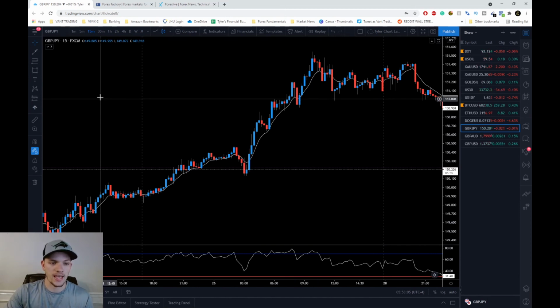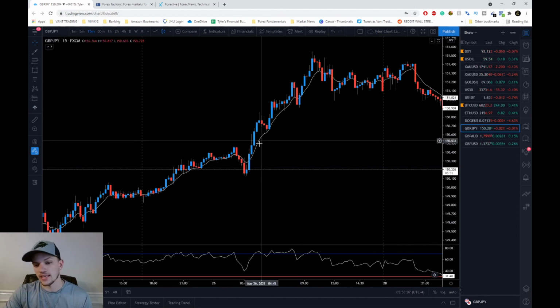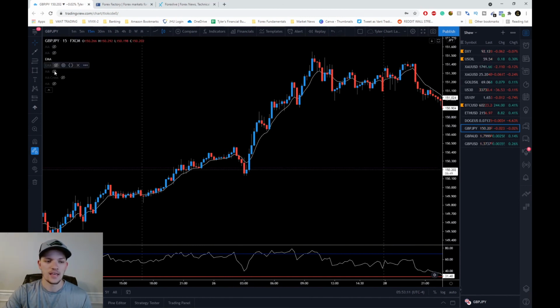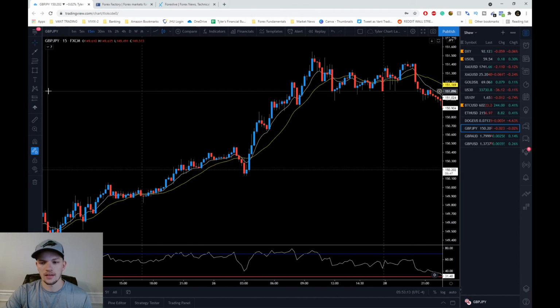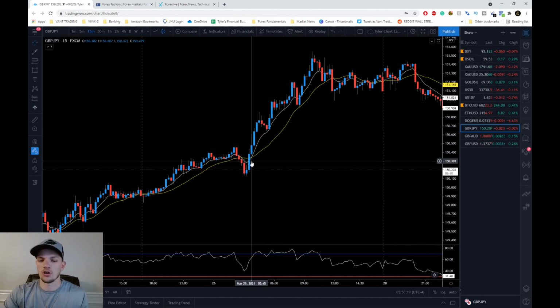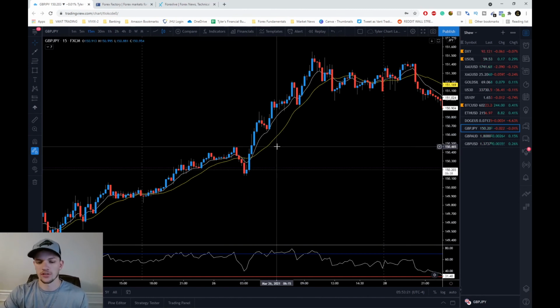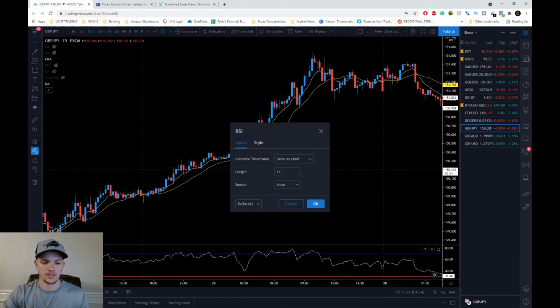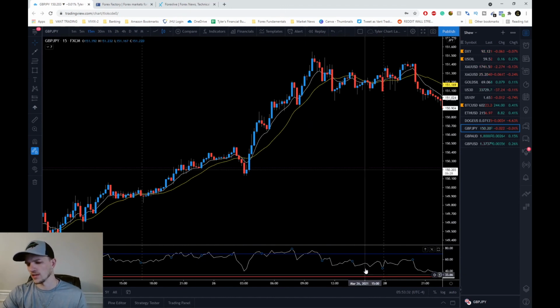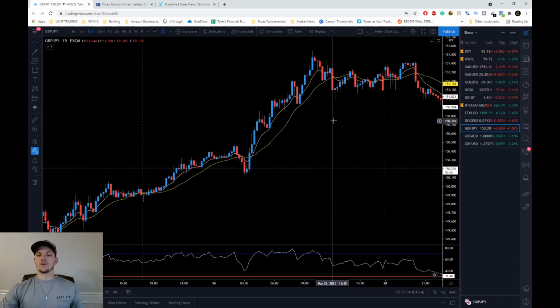So just to recap, I had the 8 exponential moving average on the screen, and I had the 18 simple moving average on the screen. And that's the crossover I would use for the divergences, and my RSI settings are just at the standard default 14, with the 70 level of overbought and the 30 level of oversold. That's how I trade it.